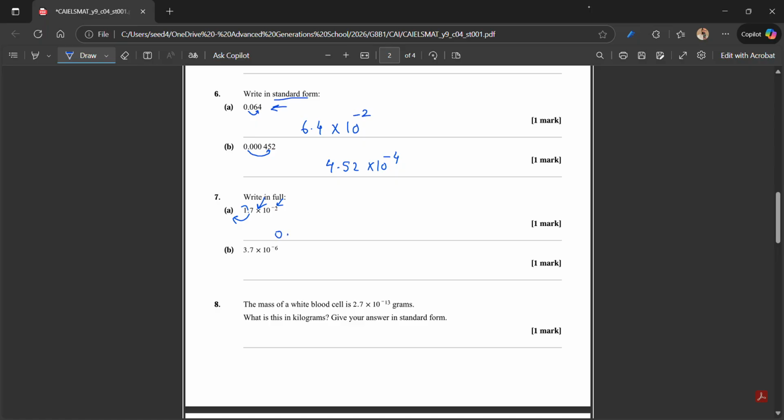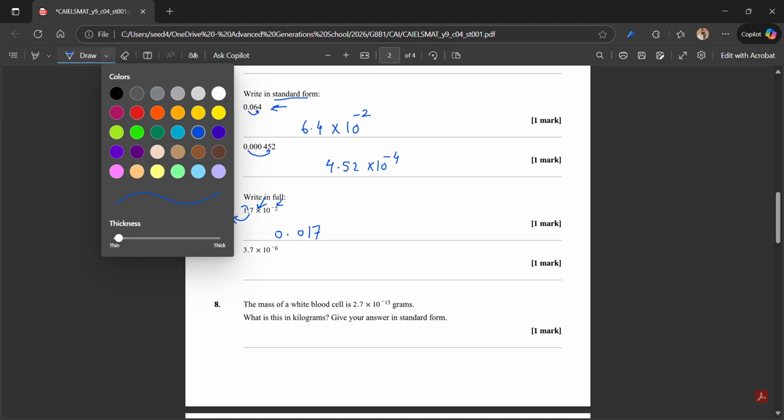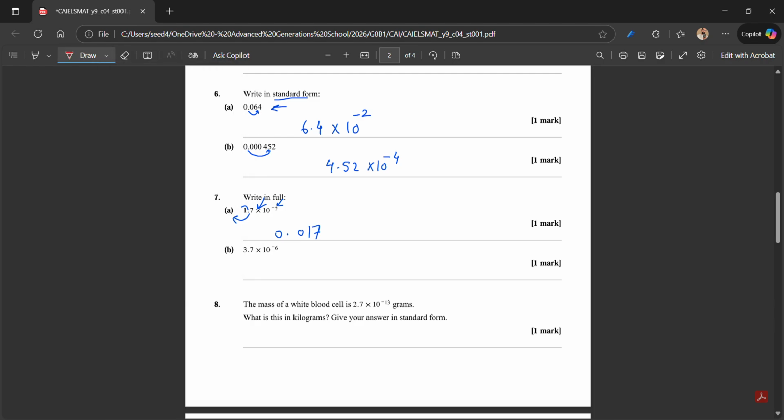So here 0.017. Once you finish, check how many digits you moved. Look, we moved 2 digits, because 7 doesn't count since it's already decimal. So our answer now is correct.